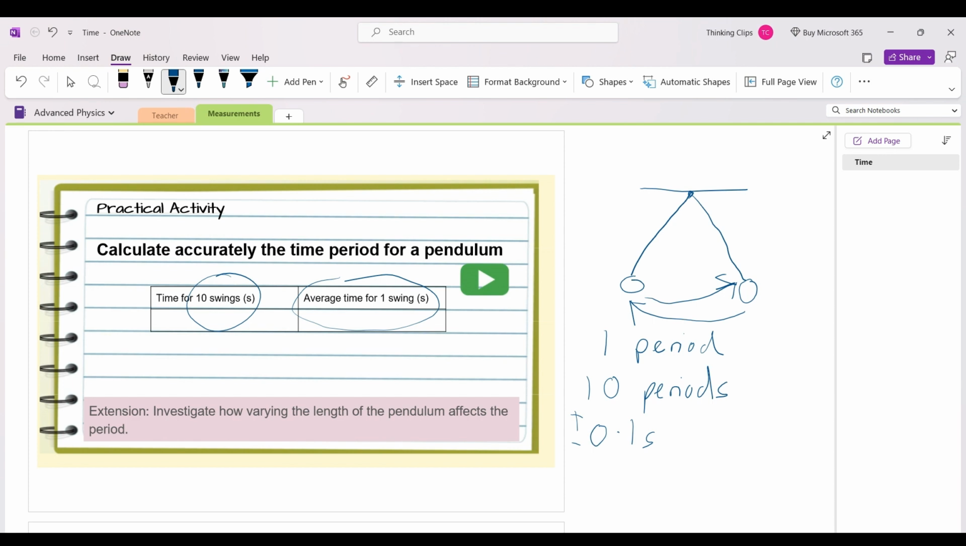Now, if you've got time after you've built your pendulum, you only need some string, something to support it from, and a small weight, a piece of plasticine will work. You could investigate how varying the length of the pendulum affects the period, but today's lesson is more about the time than the length.